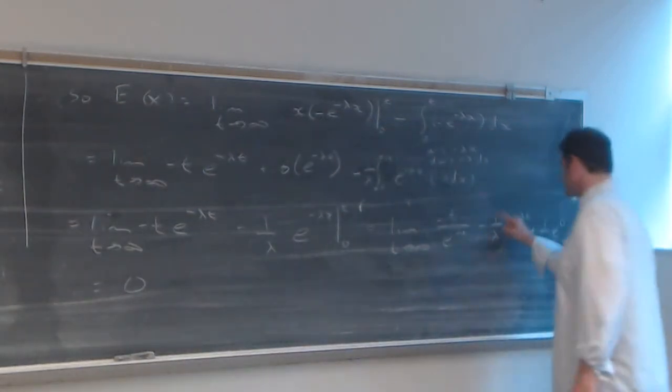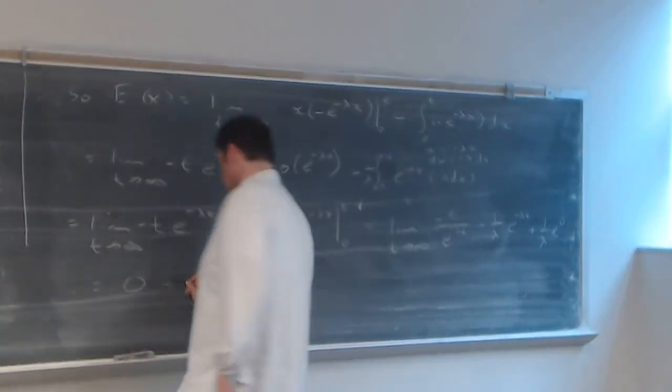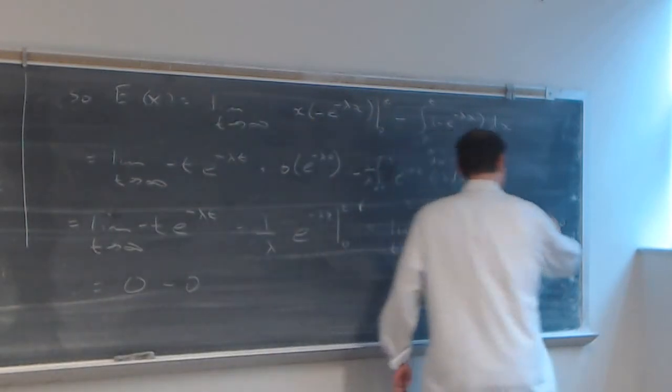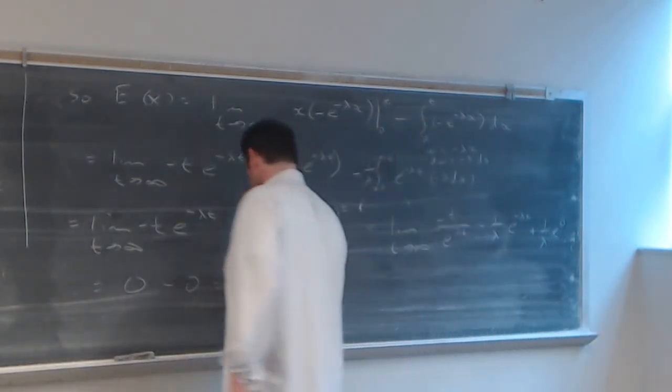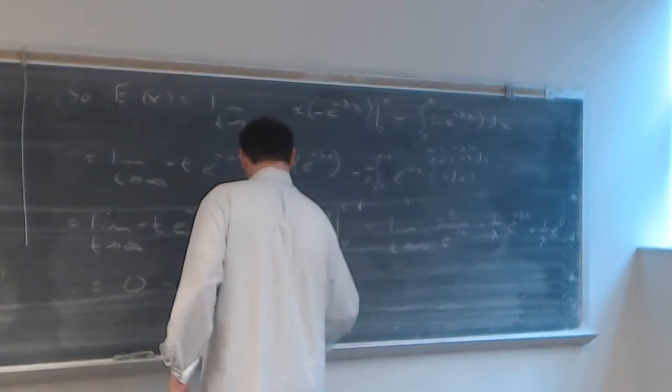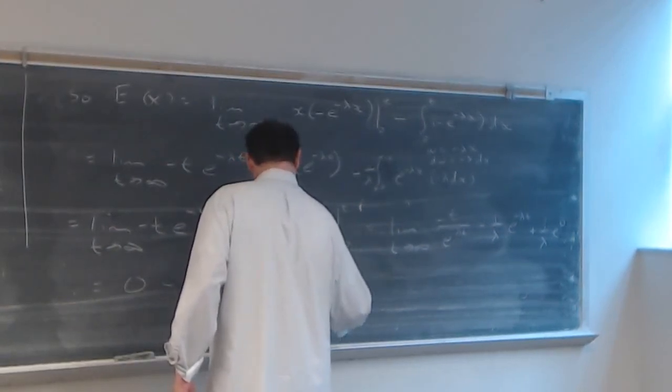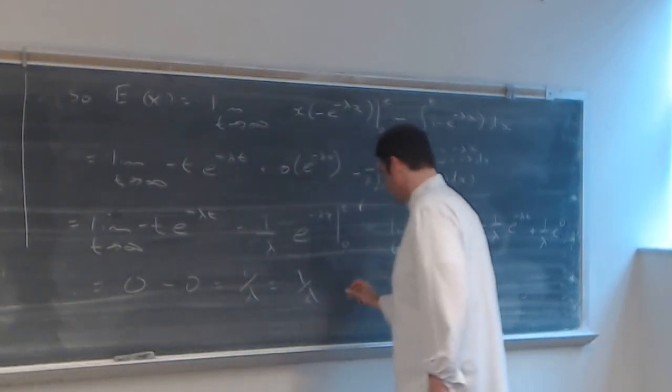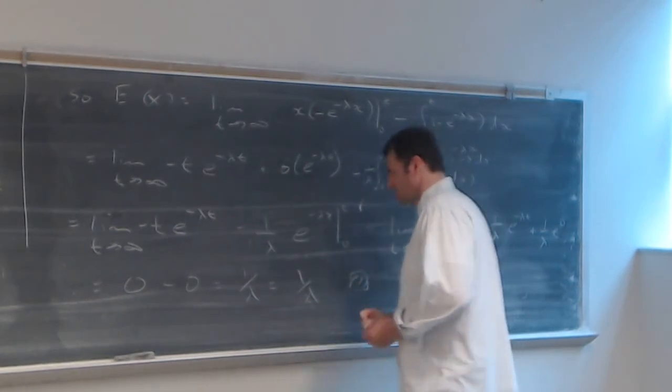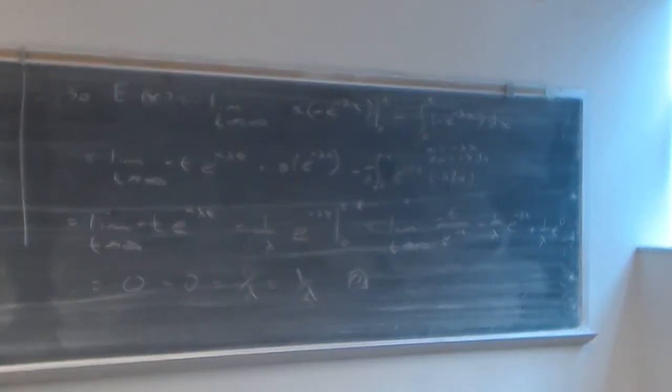This part also goes to 0. Let me take that limit. And this guy's a constant, which is 1 over lambda. And that's just equal to 1 over lambda. And that's what the expected value is. So that ends that proof. Well, let's look at its variance.